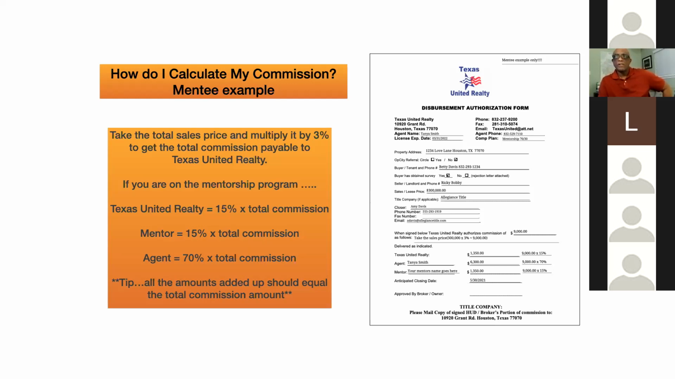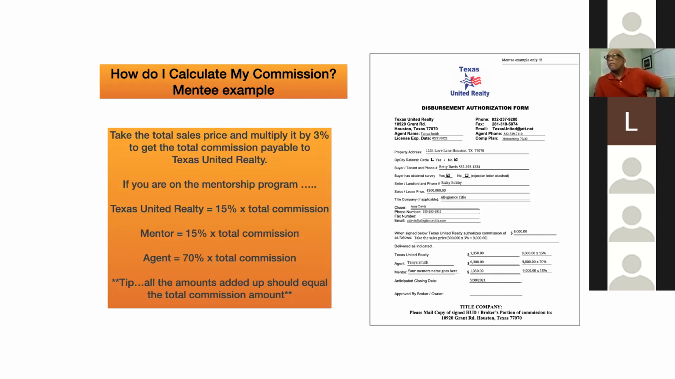And that's going to be your commission amount. So when you're adding up Texas United Realty's commission, you as the agent, your commission, as well as your mentor's commission, those three numbers should equal that top commission amount there.